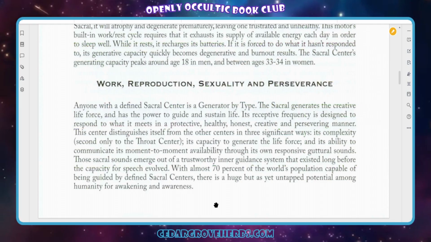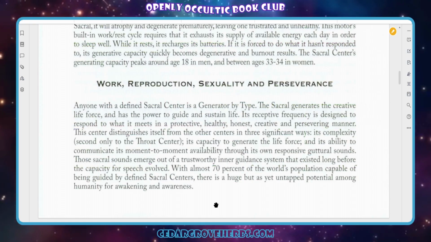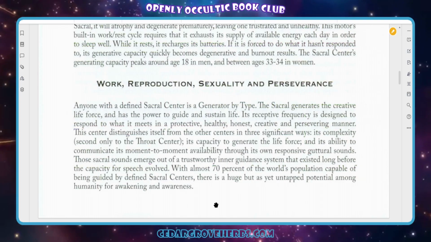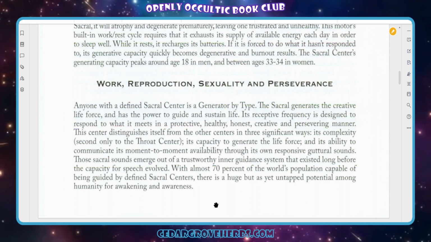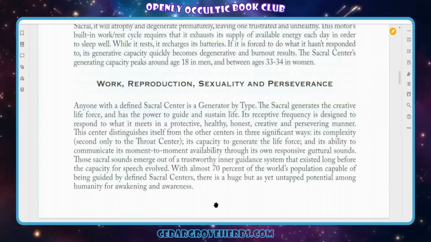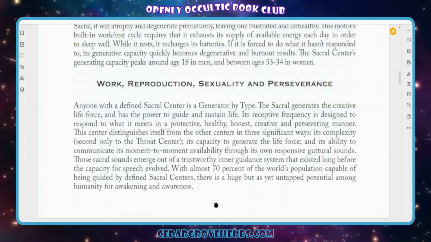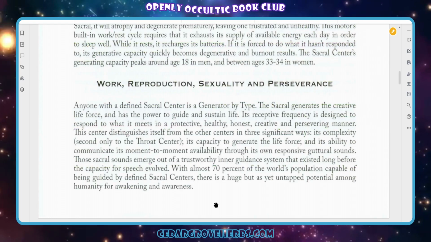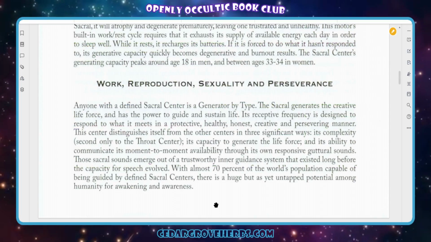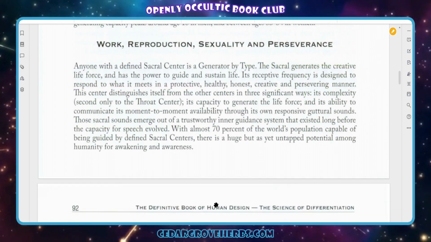This center distinguishes itself from the other centers in three significant ways: its complexity, second only to the throat center, its capacity to generate the life force, and its ability to communicate its moment to moment availability through its own responsive guttural sounds. Whoa. These sacral sounds emerge out of a trustworthy inner guidance system that existed long before the capacity for speech evolved. With almost 70% of the world's population capable of being guided by defined sacral centers, there's a huge but as yet untapped potential among humanity for awakening and awareness.